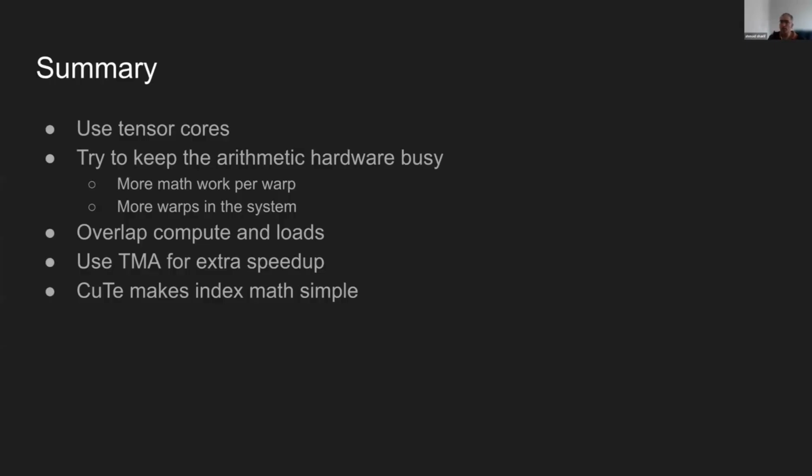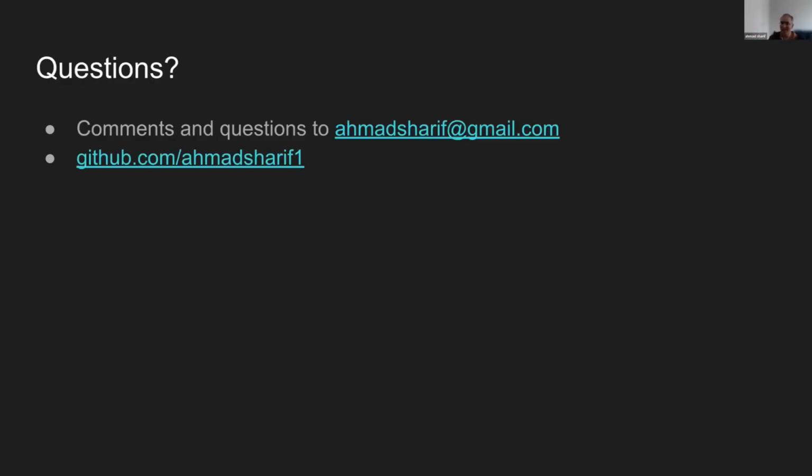So just to summarize, how do you get performance out of the H100? Try to use tensor cores. Try to keep the arithmetic hardware busy. Do more math work per warp if possible. Keep more warps in the system; that's the occupancy metrics that I showed you. Overlap compute and loads if possible. Use TMA for extra speedup; that's the last kernel that I showed you. And try to use Qt to keep the index math simple. Otherwise, doing all of this in your head hurts your brain.